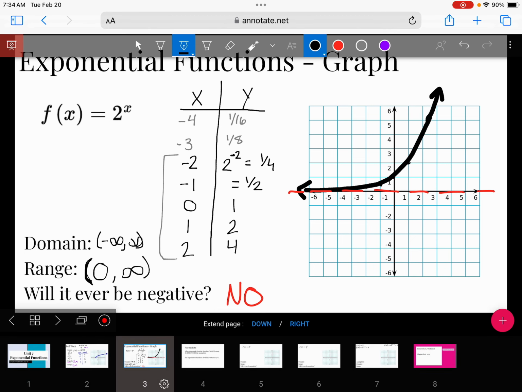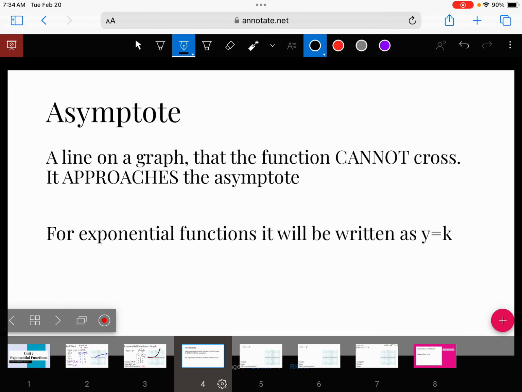And what we're going to talk about on the next page, before we go do a few more of these graphs, is that invisible wall we have, where this can't go negative, so it's got a wall here, and it has a special name. But any questions on this before we go talk about that for a second and then come back to graphing? Okay. The wall is called an asymptote.